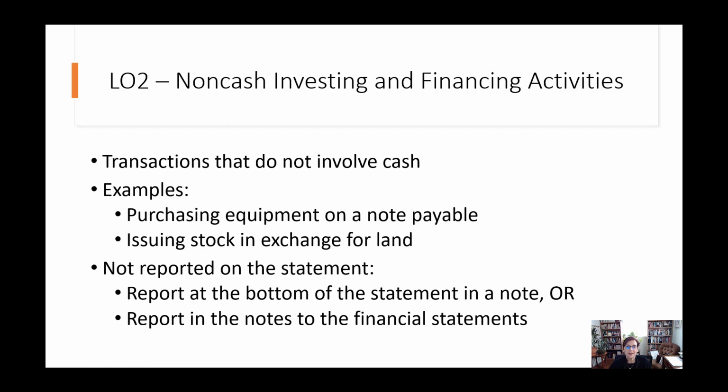So there are some transactions that do not affect cash, but do affect some of our non-current accounts and equity. Examples of this are buying equipment and signing a note, not paying any cash, you're just buying the equipment and signing the note, or issuing stock in exchange for land. These items are not reported on the statement we just looked at, but we would put them either in a note at the bottom of the statement, or they would be reported in the separate notes to the financial statements. So these items are reported, but they're not reported on the statement of cash flows, because the statement of cash flows only shows things that affect cash.